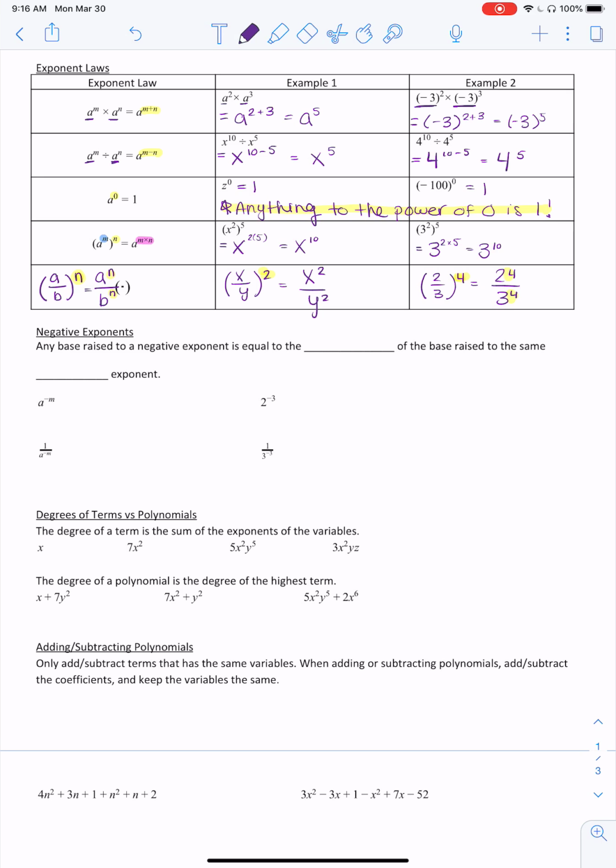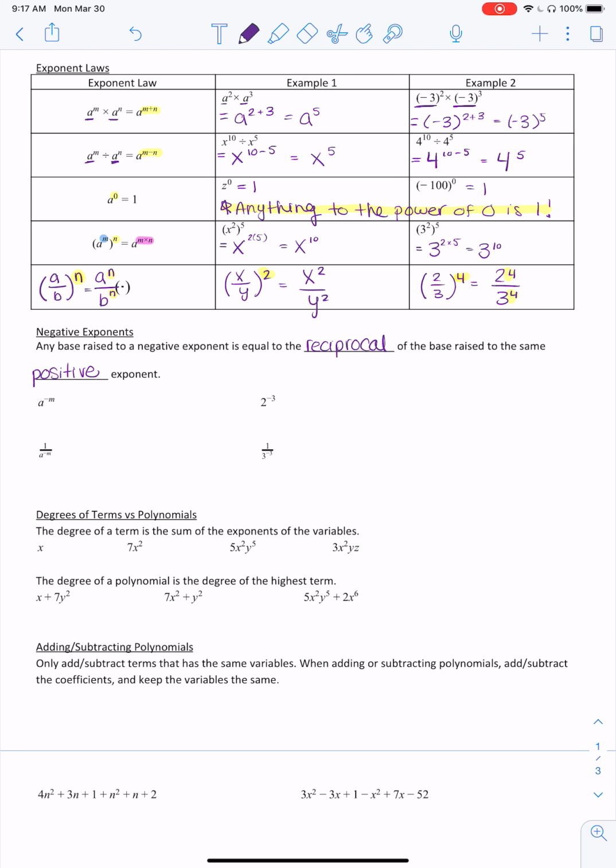And the first one is our negative exponents. So any base raised to a negative exponent is equal to the reciprocal, and we've seen that word before with our negative reciprocals, of the base raised to the same positive exponent. So anytime you write your final answer, it's important that all of your answers have positive exponents. If you have negative exponents in a final answer, you won't get full marks because that's technically improper form.